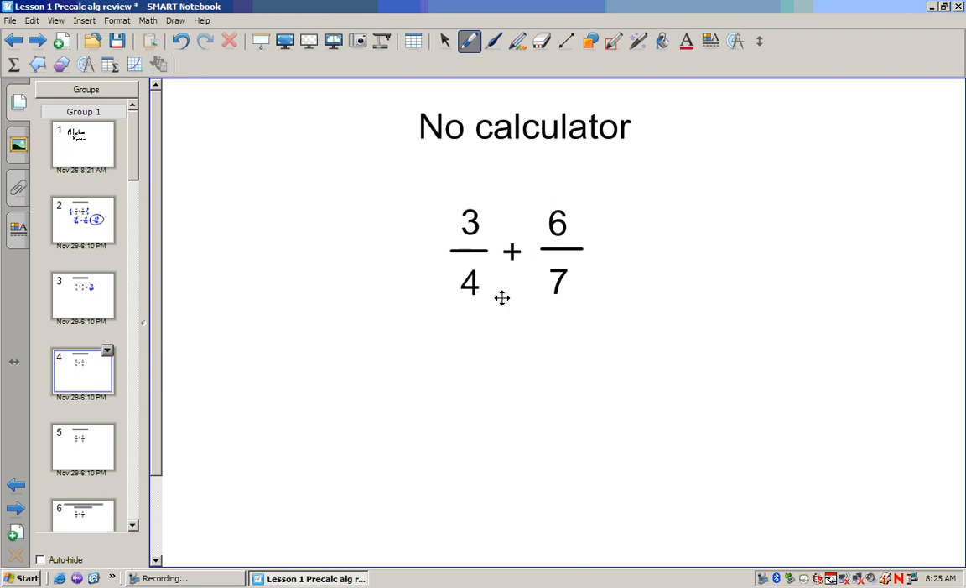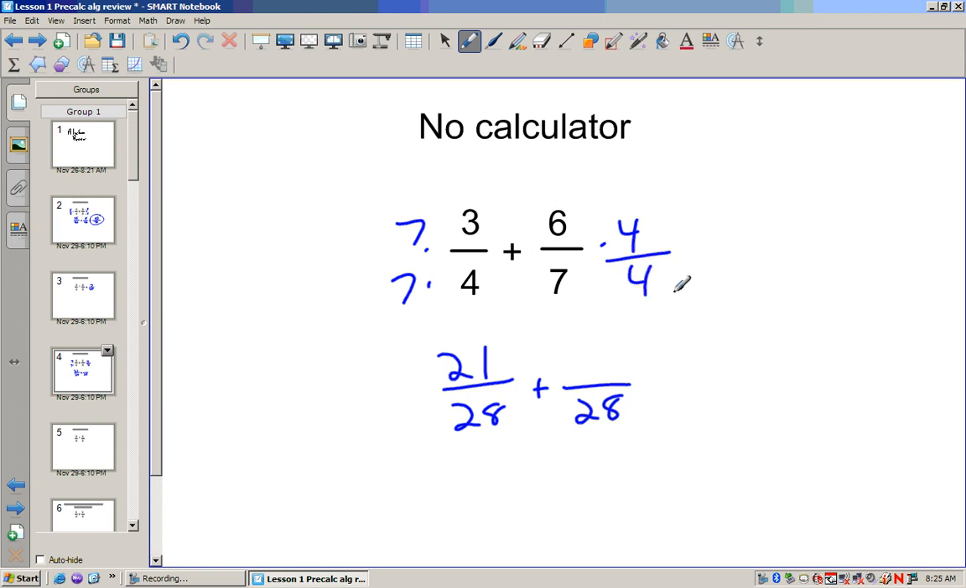Alright, now do this one on your own. Pause the video. Alright, we have a common denominator of 28. We're multiplying the numerator and denominator by 7. We're multiplying this numerator and denominator by 4. So we have 21 plus 24 is 45/28. Now, I'd be happy with that.